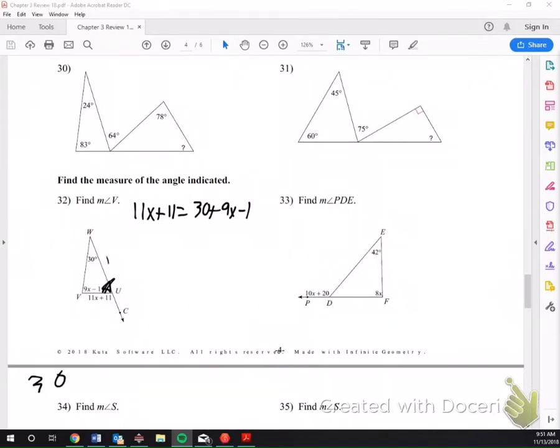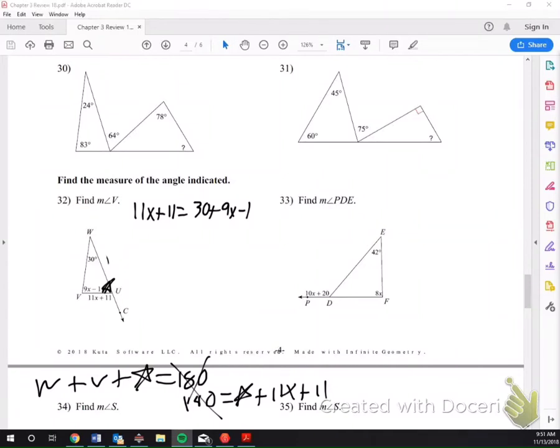If I went W plus V plus star, I just can't draw stars tonight, plus star equals 180. And I knew that 180 also equaled star plus 11x plus 11. Then I can cut out the middleman there, set them equal to each other. If I then subtract the star from both sides, notice what I get is W plus V equals 11x plus 11. And that's the exterior angle theorem.